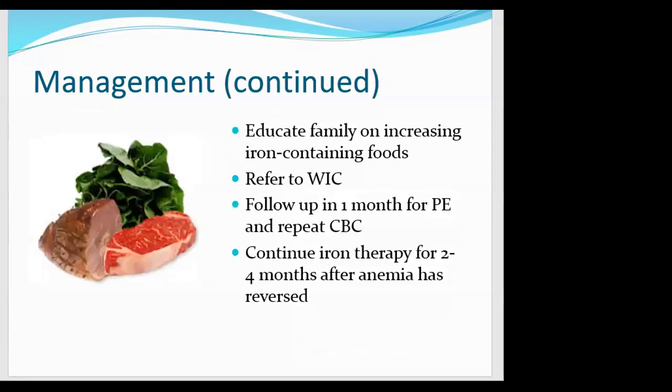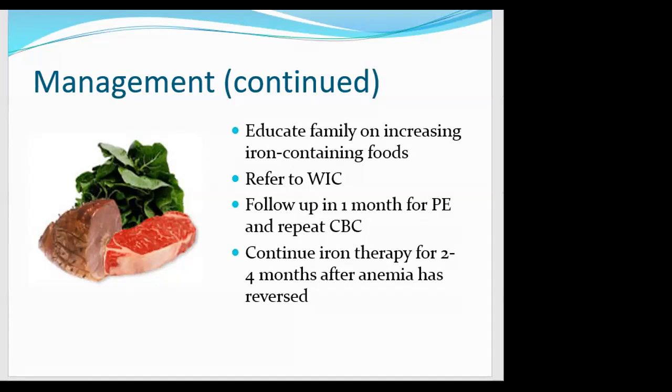And then continued management is going to be educating the family on increasing iron containing foods. This is going to be for your infants who are diagnosed with iron deficiency anemia, or who are at risk for it. You want to make sure that they're using iron fortified cereals and iron fortified formulas. For your older children, their diet needs to consist of some dried beans, lentils, peanut butter, green leafy vegetables, iron fortified breads and cereals, and then red meat, of course. Red meat is going to contain your iron.